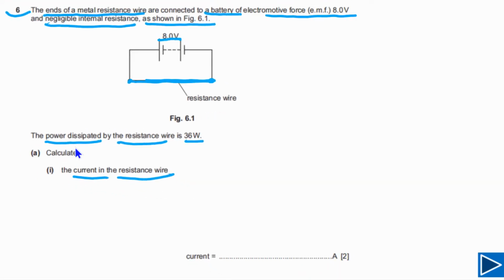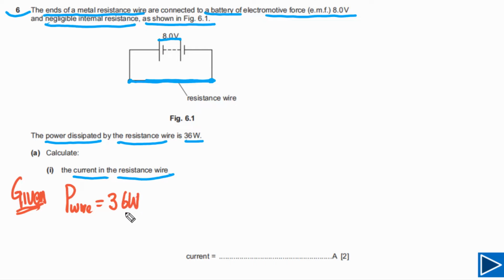Let's try to write down what is given to us. The best way to start this question is to write down what is given. This is not only true for this question, you can use this for any problem in physics. In this case, the power dissipated by the wire is given, so simply we can write this down.